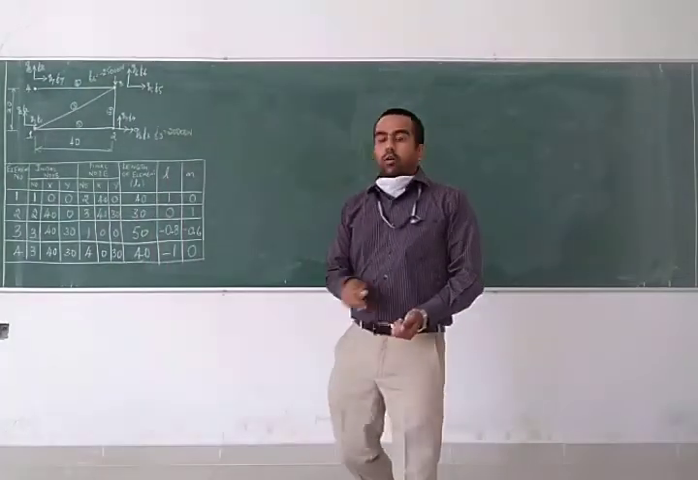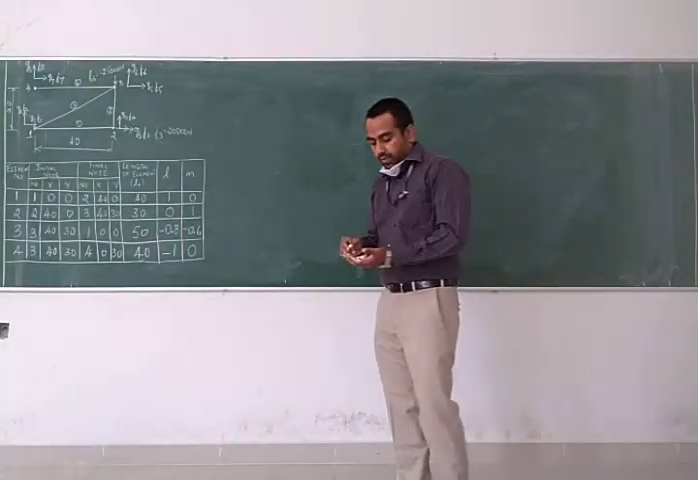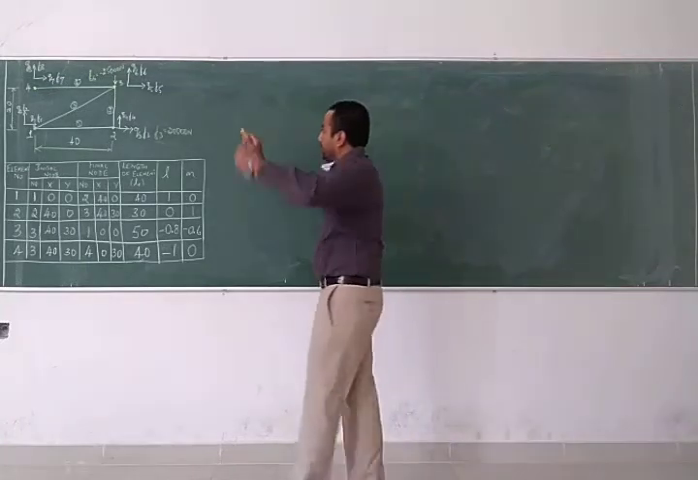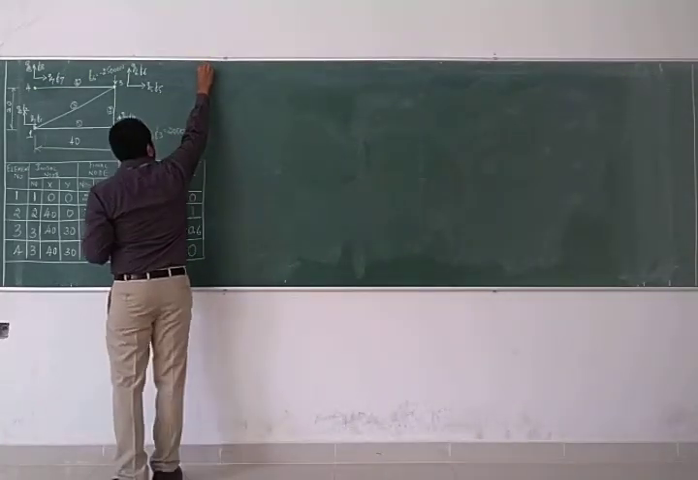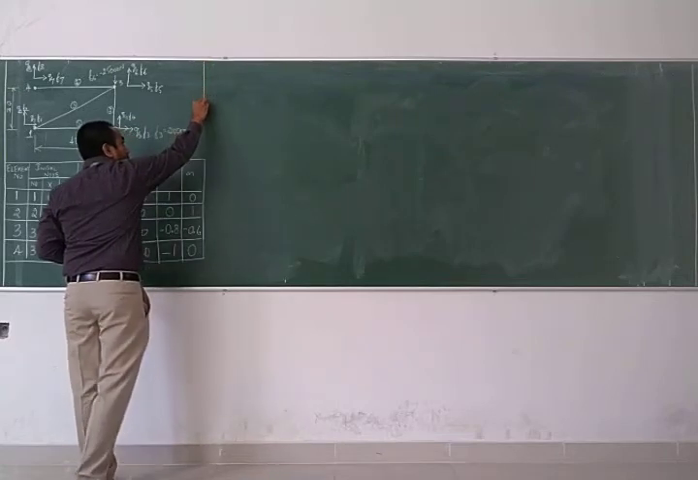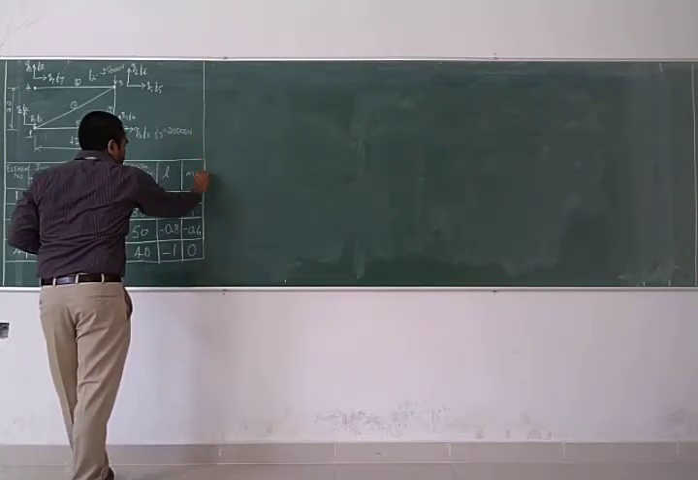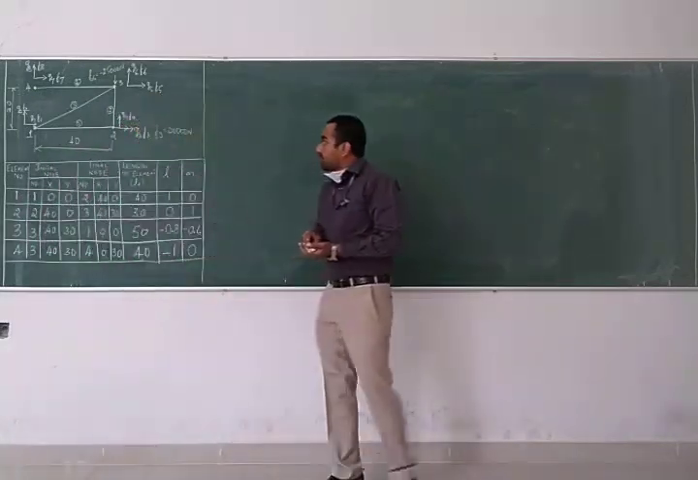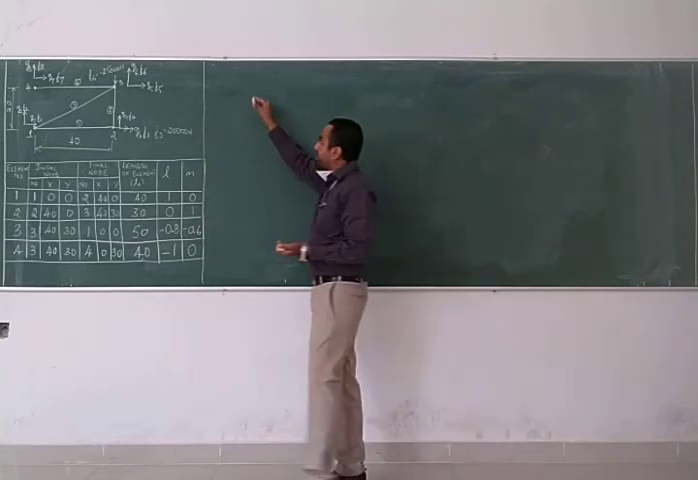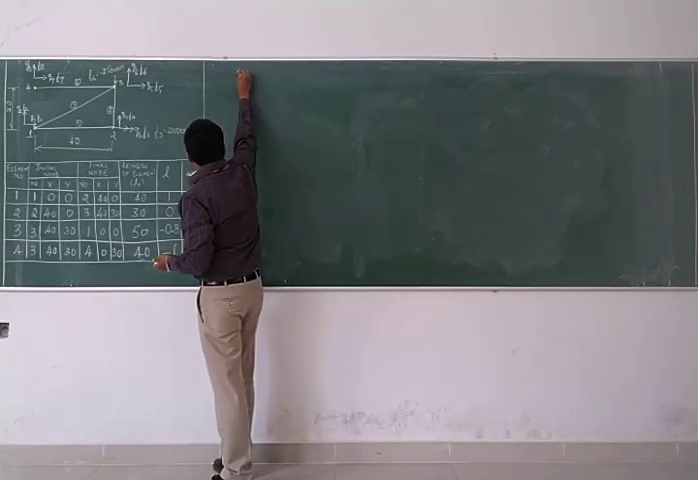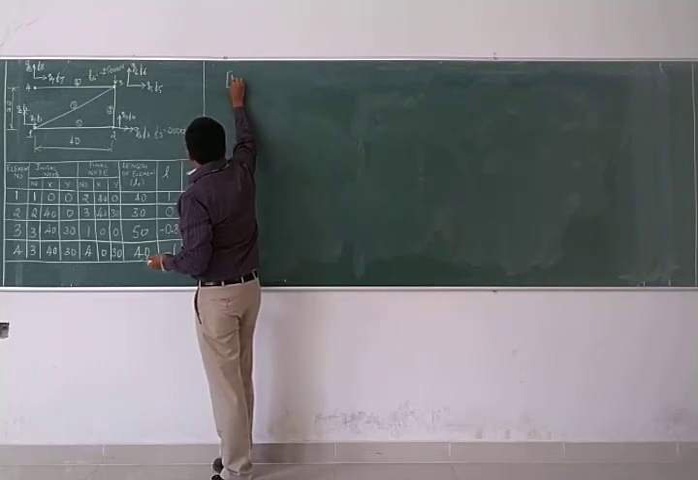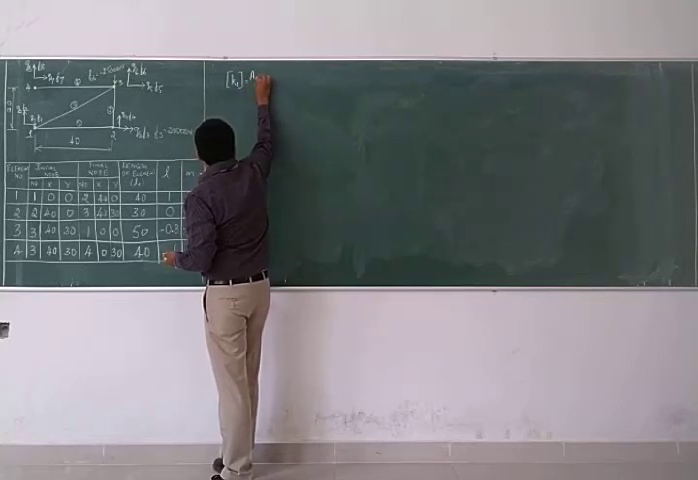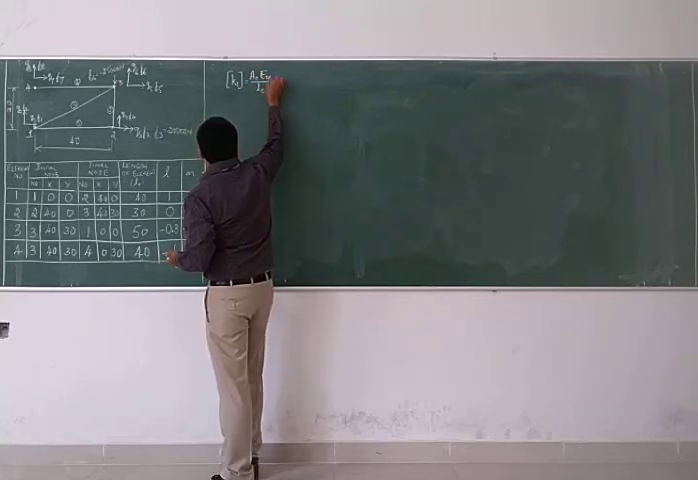Fine. Now, with this data, we'll proceed to calculate the elemental stiffness matrices. Elemental stiffness matrices, we calculate by the formula small k suffix e is equal to AE, capital E suffix E, divided by small l suffix e.